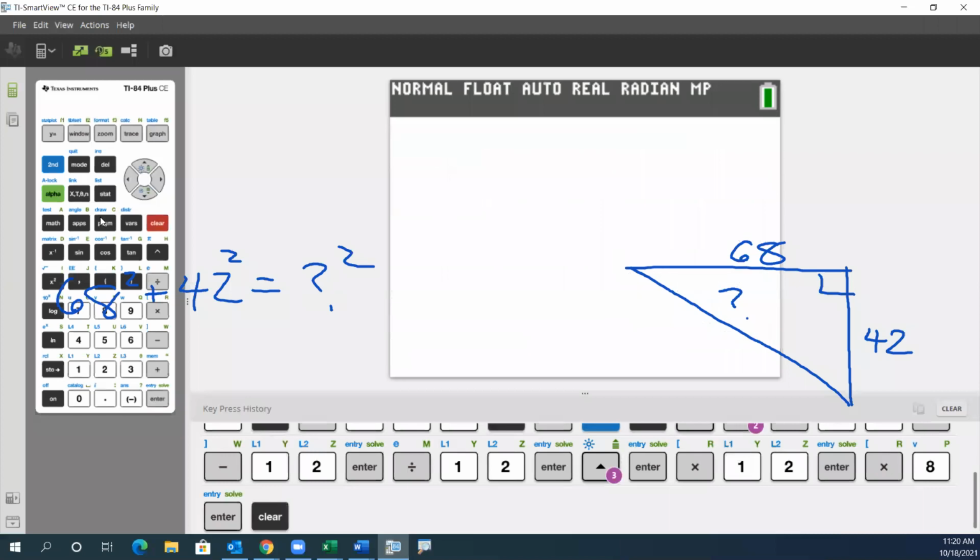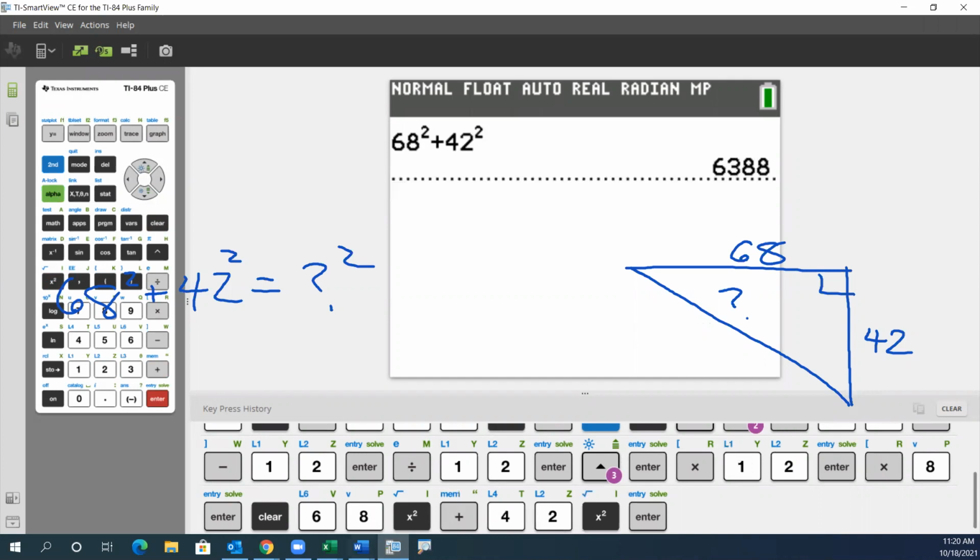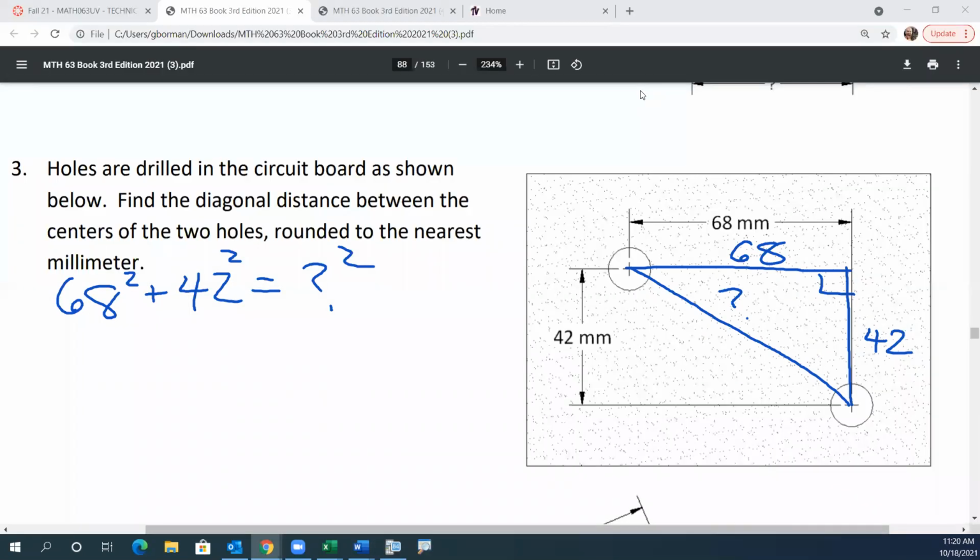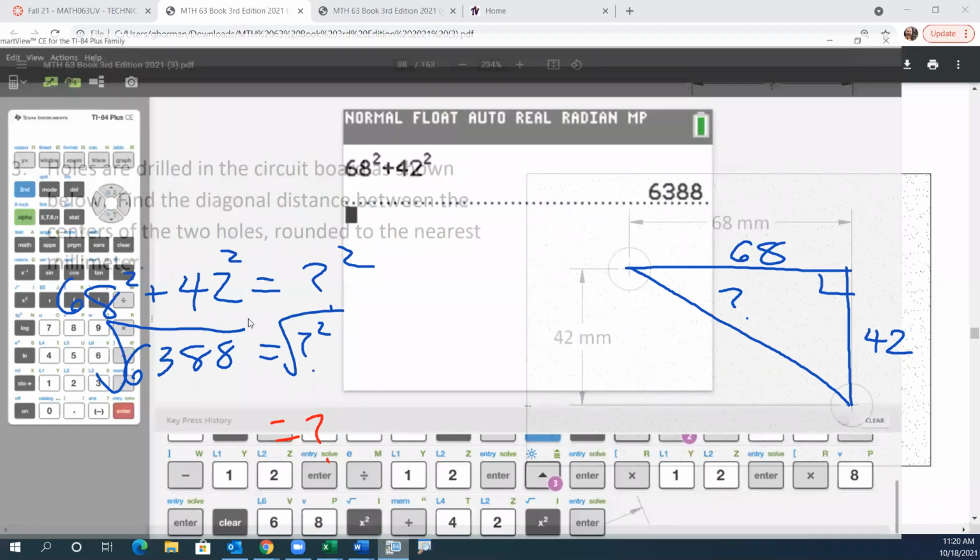Right, so we'll go 68 squared. Oh, I didn't change the numbers. Got it. Plus 42 squared. Okay, we get 6388. So that's pretty nifty. And then the only thing left to do is take the square root of both sides. And I don't know what that is, but I'm going to.